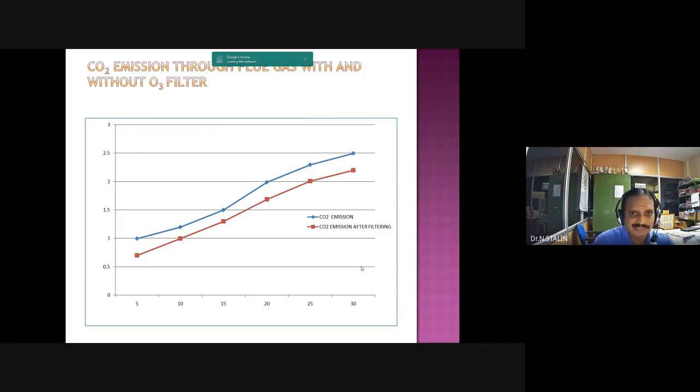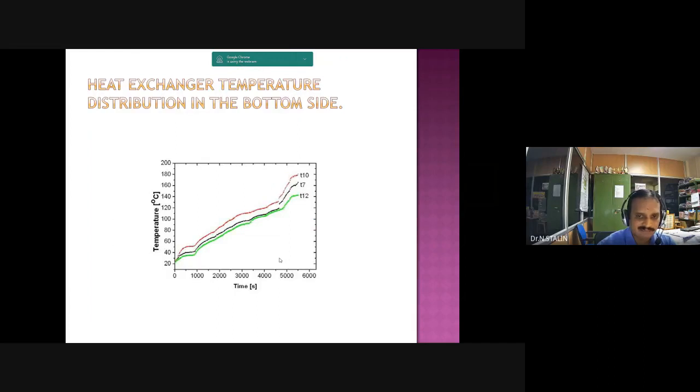So this is the CO2 emission through flue gas with and without the O3 filter. We tested without the O3 filter, and the blue color shows that the CO2 emission is very high with respect to time. With the filter, the CO2 emission is minimum. Temperature was also measured at different points with respect to time.